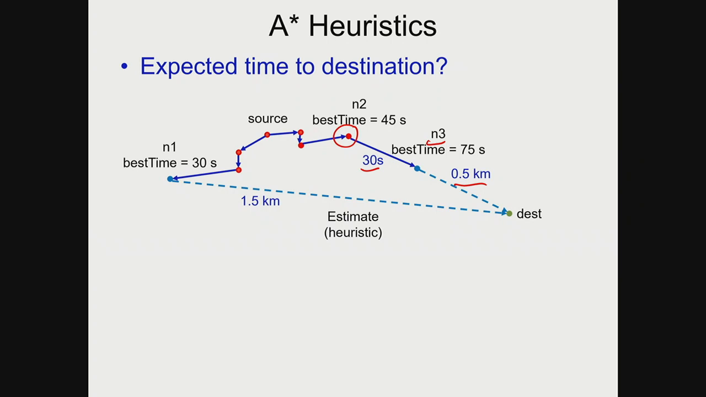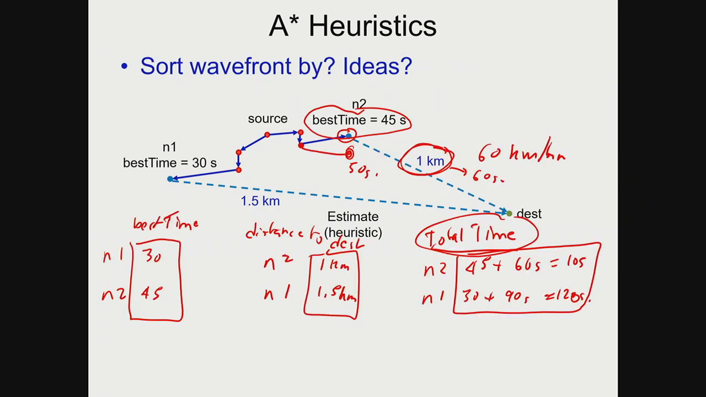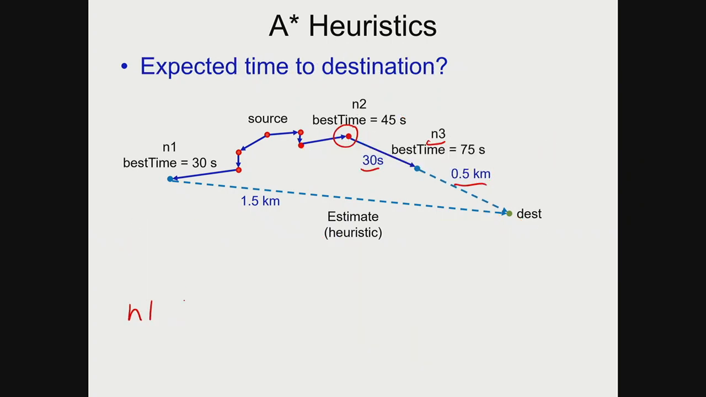And so if I look again at my priority queue, I put this new node N3 in. N1 is still on there with what I had before, 120 seconds, so a total time of 120 seconds. This new node N3 is also going to go into my wavefront. It's got 75 seconds plus half a kilometer divided by 60 kilometers an hour. That's 30 seconds, equal to 105 seconds.